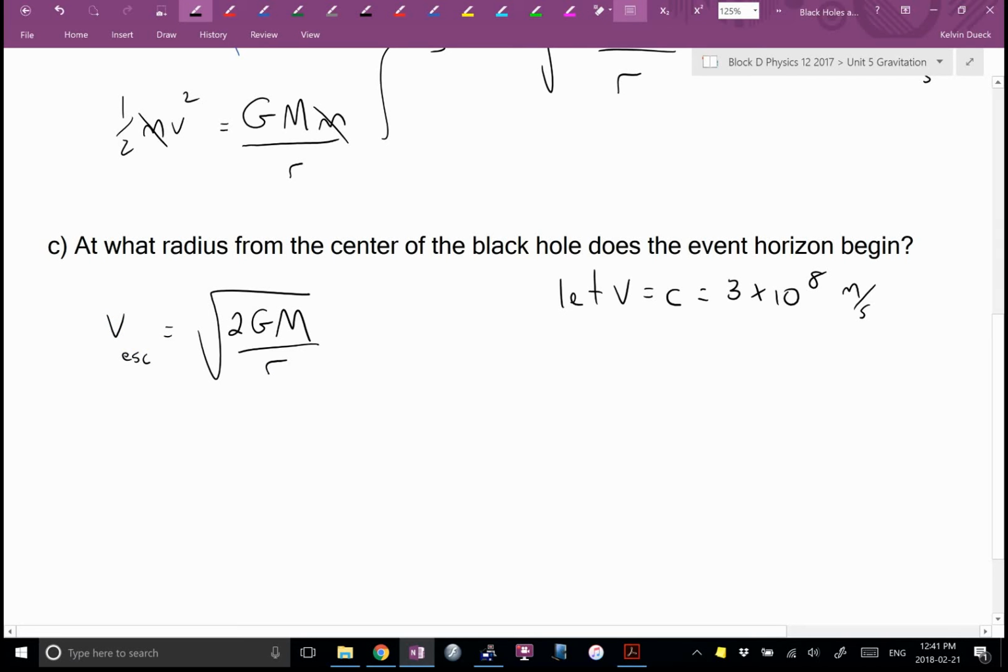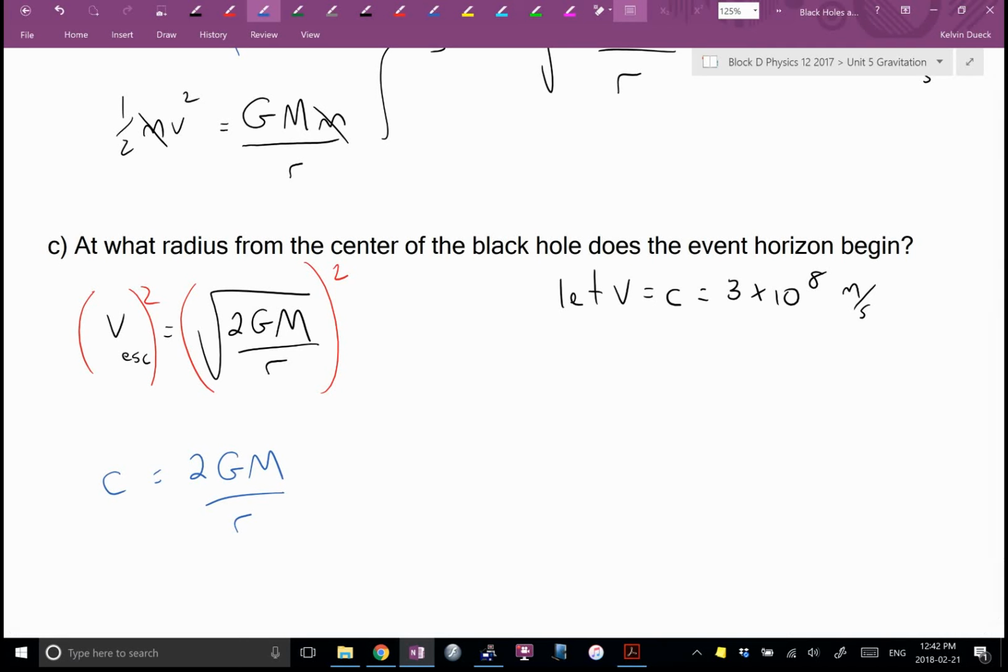What's the R inside? How to get rid of that? Both sides. So I'm going to go like this. Squared, squared, and I'm going to get, instead of V, I'm going to put the letter C, the speed of light, equals 2 big G big M over R. And this is how you calculate a black hole's event horizon radius.